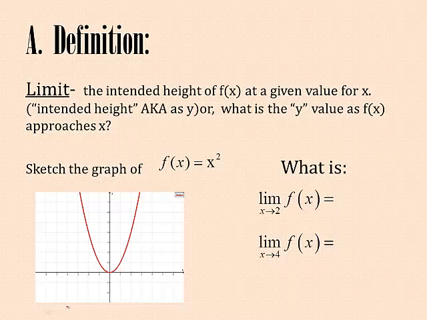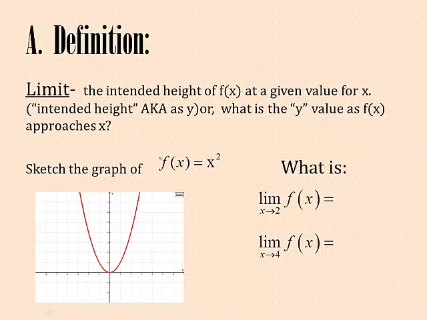So a definition of a limit: it's the intended height of a function at a given value for x. The intended height is what you know of as the y value. So you can think of it as what's the y value as the function approaches a certain x value. The equations you've seen so far in your math career have been pretty continuous, nothing too mysterious about them. But as you get into calculus and higher order equations, things become a little more obscure. So we have what are called limits as to what should the height be there if you're not sure.